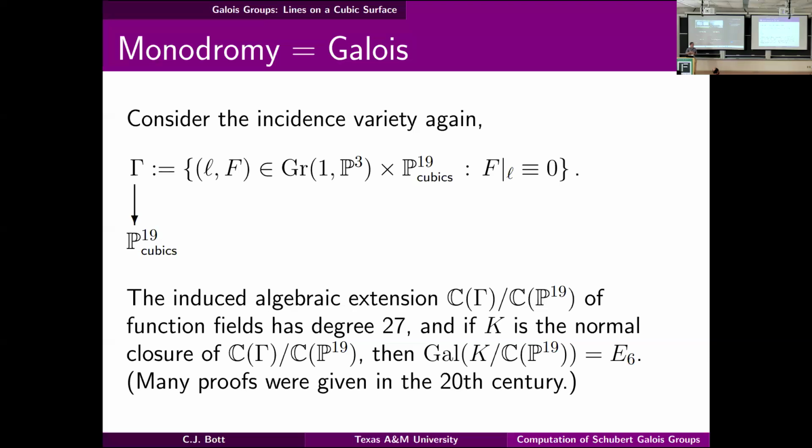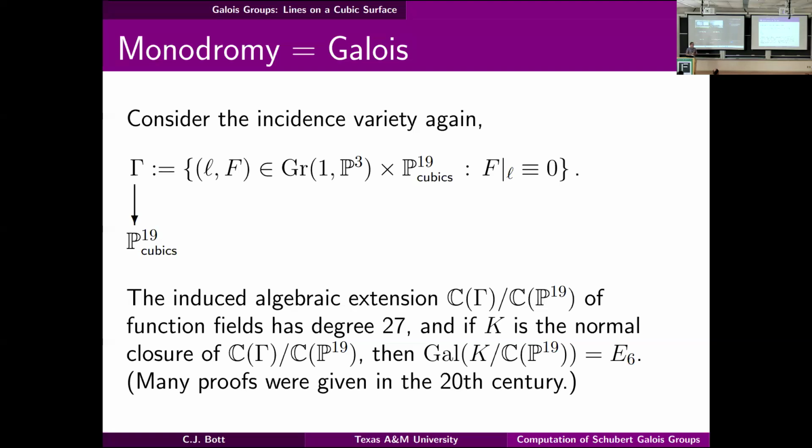What you get, because you have this surjective map of varieties, is it induces an inclusion of function fields. And so you get an honest-to-goodness field extension. And if you take the normal closure of that, you get a Galois extension. And there is a Galois group associated to that Galois extension. And it turns out, many proofs were given in the 20th century, that this Galois group equals that monodromy group that we had before. So they're two different perspectives of the same thing in our case, everything I'll be talking about today.